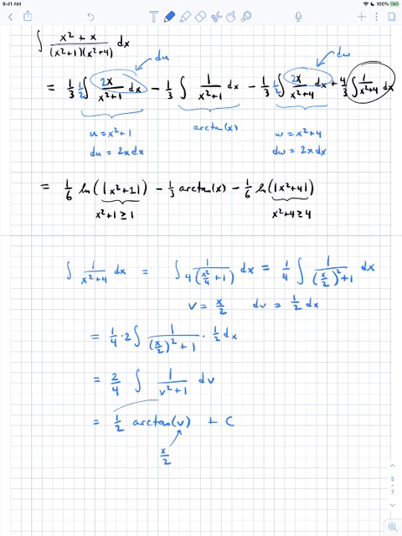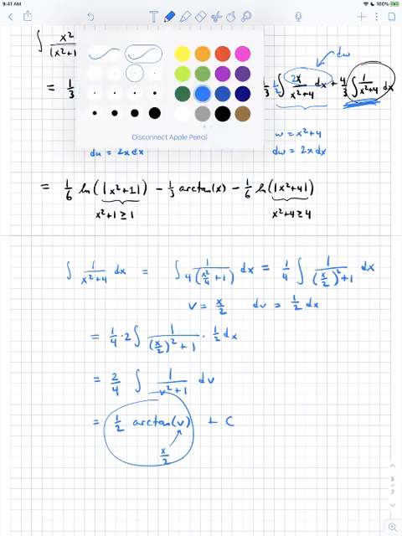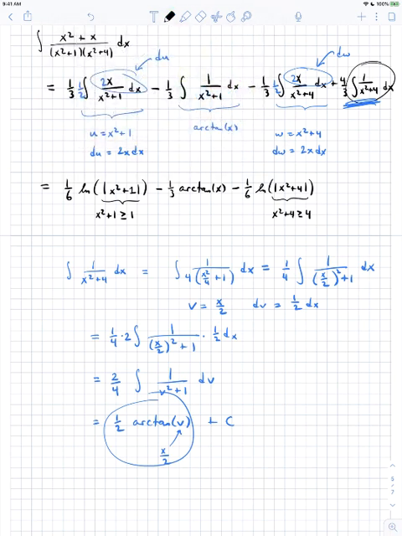So now we can take this and plug it right back into our integral up there. And so what are we going to end up with? We're going to end up with plus 1/2 arctangent of x over 2 plus c. And that's our answer.